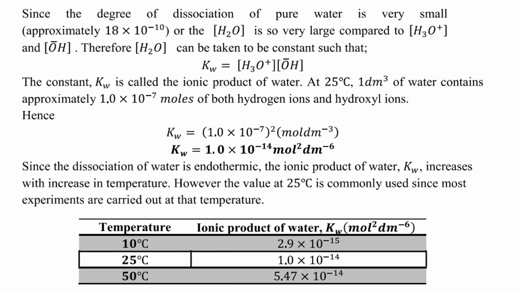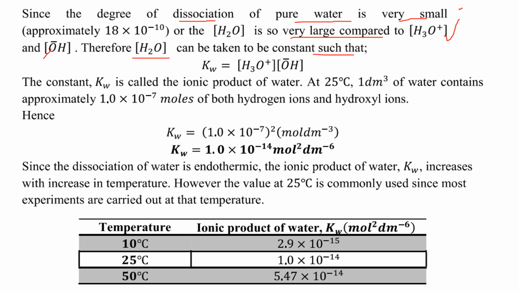And that since the degree of dissociation of pure water is very small, approximately 1.8 × 10^-9, and the molar concentration of water is so very large as compared to that of the hydroxonium ions and hydroxyl ions, the molar concentration of water is taken to be a constant.